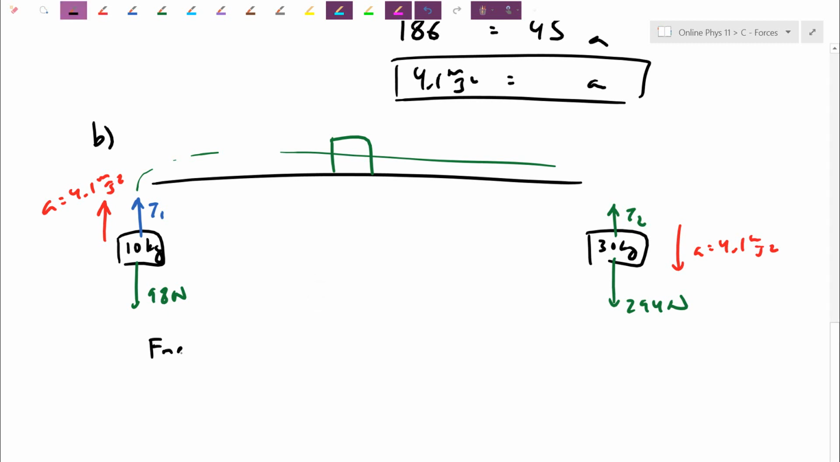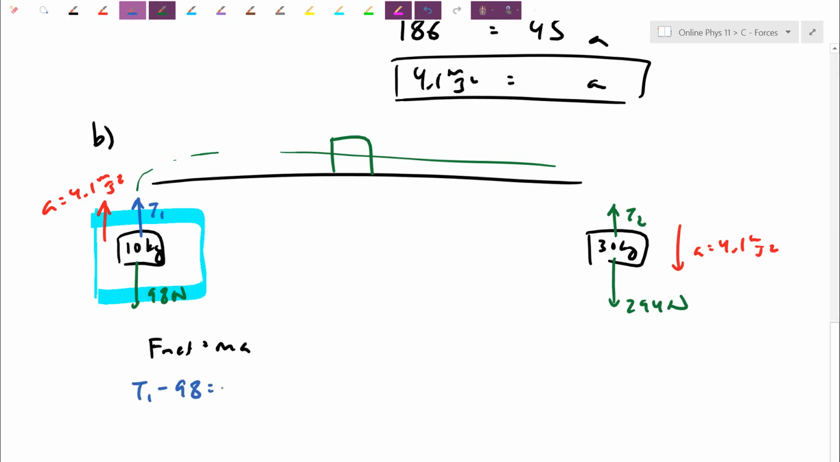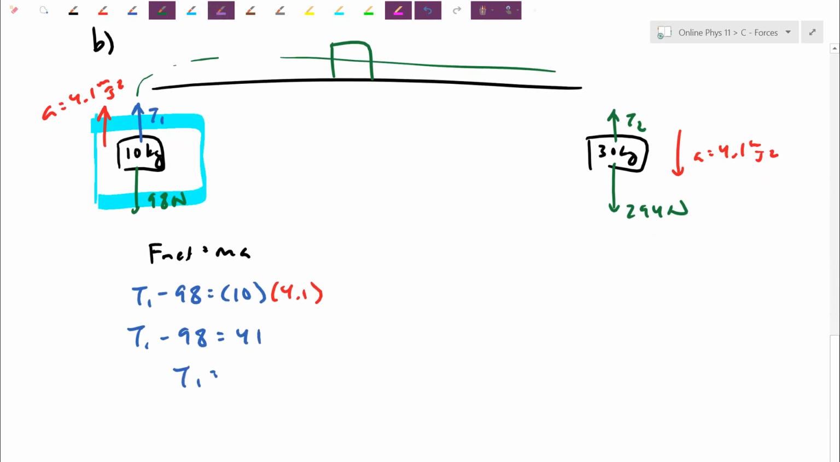If I try to do F net equals ma just for this mass on the left-hand side, between T1 that's trying to support it going upwards and FG1, we're going to have T1 minus 98 has to equal my mass of 10 times 4.1. You'll notice I have all the numbers except for the T1. So just crunch your way through here. T1 minus 98 is equal to 41. The T1 is now equal to 41 plus 98, 139.